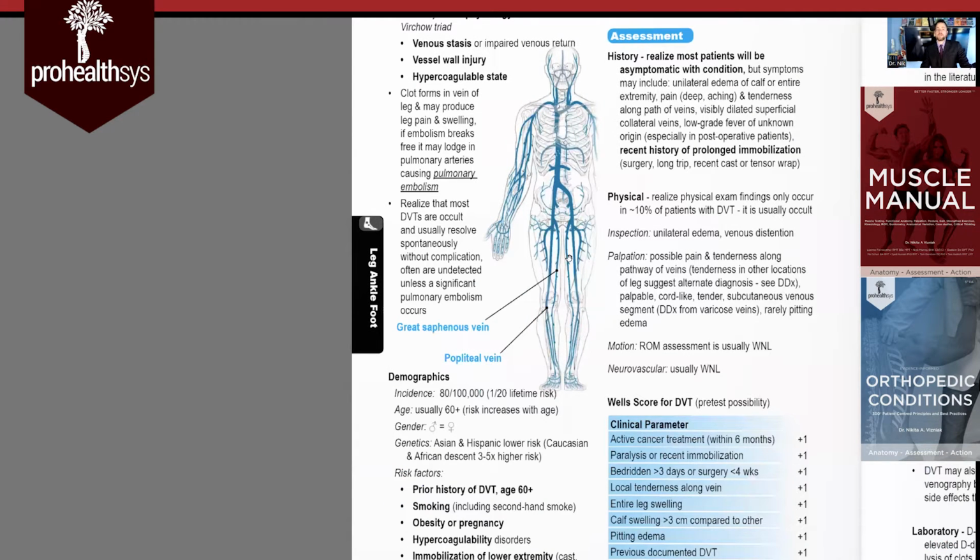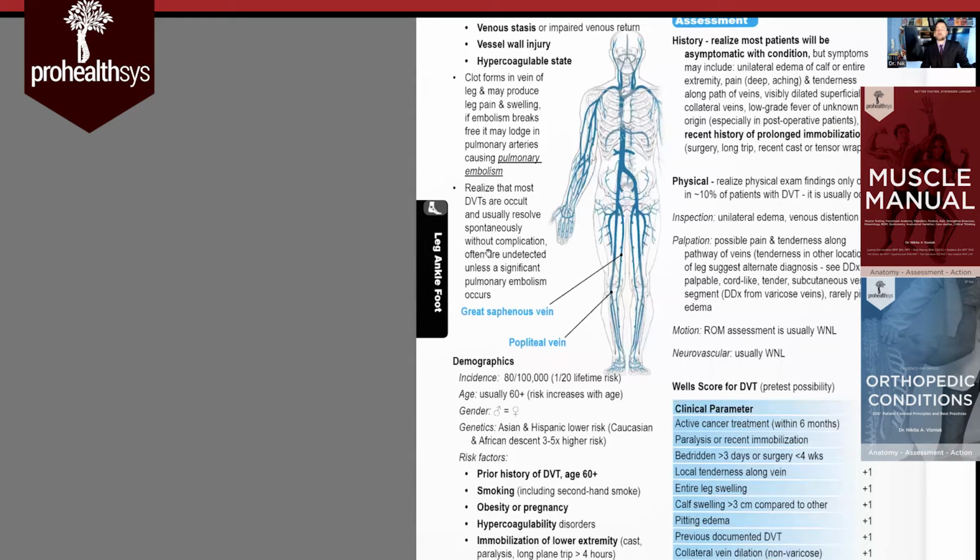Realize that most DVTs are occult and usually resolve spontaneously without complication, and are usually only detected when there is a coexisting pulmonary embolism that happens with it. Now, there are other causes for pulmonary embolisms, but this will be one of the key things that we have to worry about in our musculoskeletal outpatient practices.